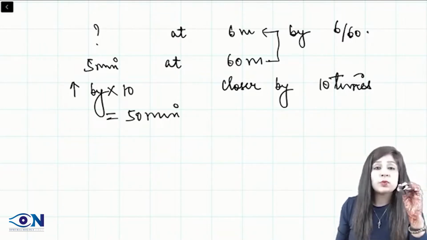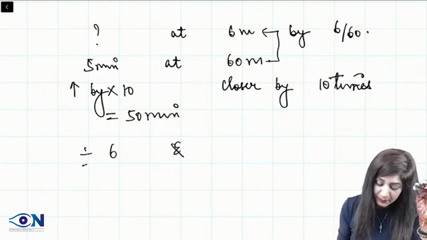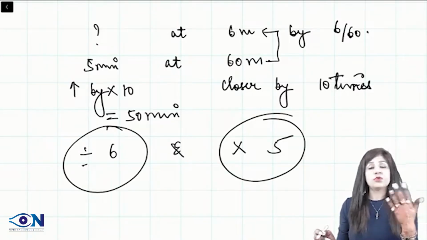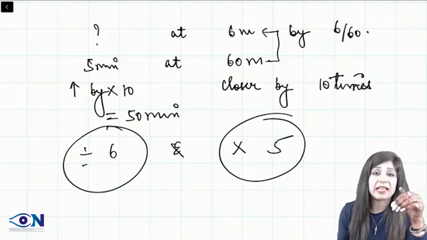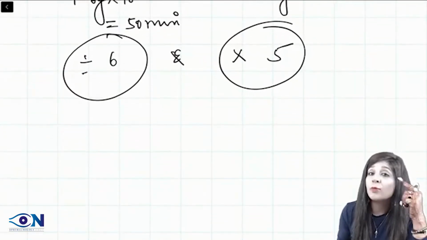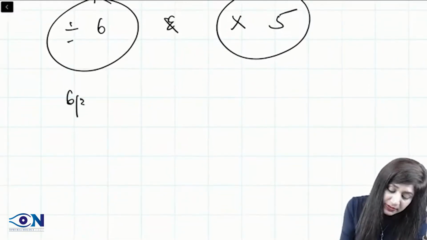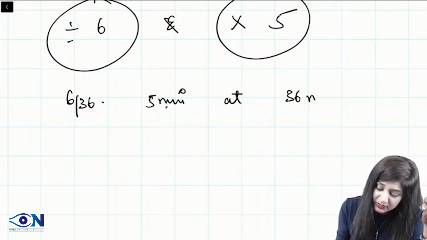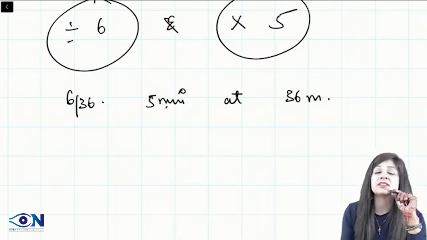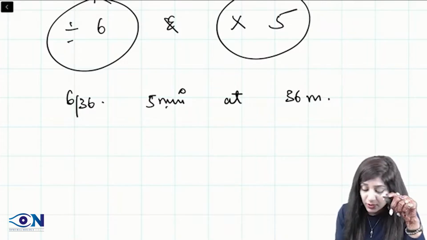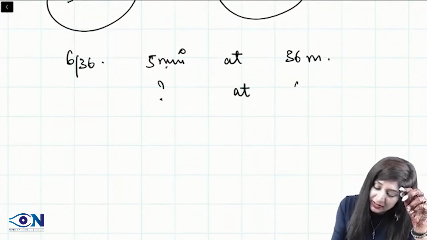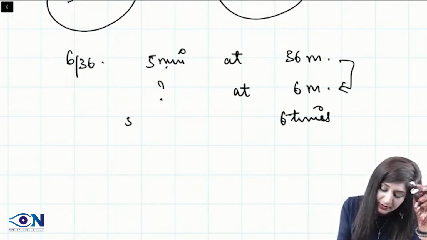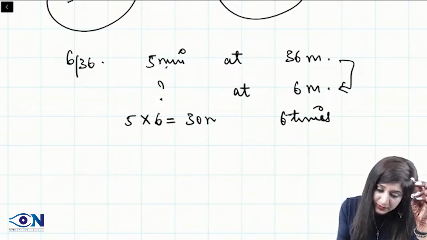So simply, what you can do, you have to divide by 6 and multiply by 5, because 6 is the minimum distance and 5 is the minimum angle. If you can remember this, you can do questions like this also. If you understand how much closer he is going, like if I talk about 6 by 36, he will make an angle of 5 minutes at 36 meters. If he is having a visual acuity of 6 by 36, then what is the angle made at 6 meters, guys? So now it is going closer by 6 times. Therefore, the angle will be increasing by 6 times. That will be 30 minutes.